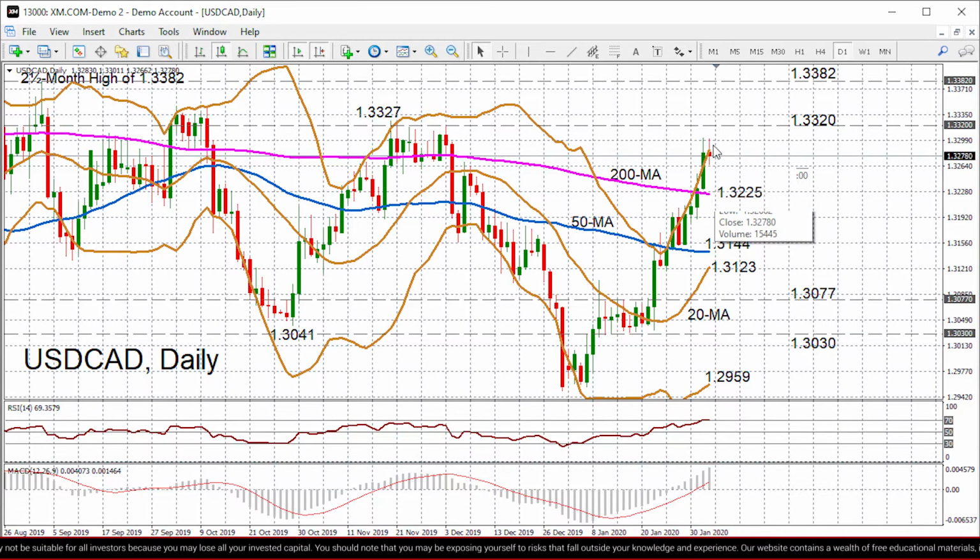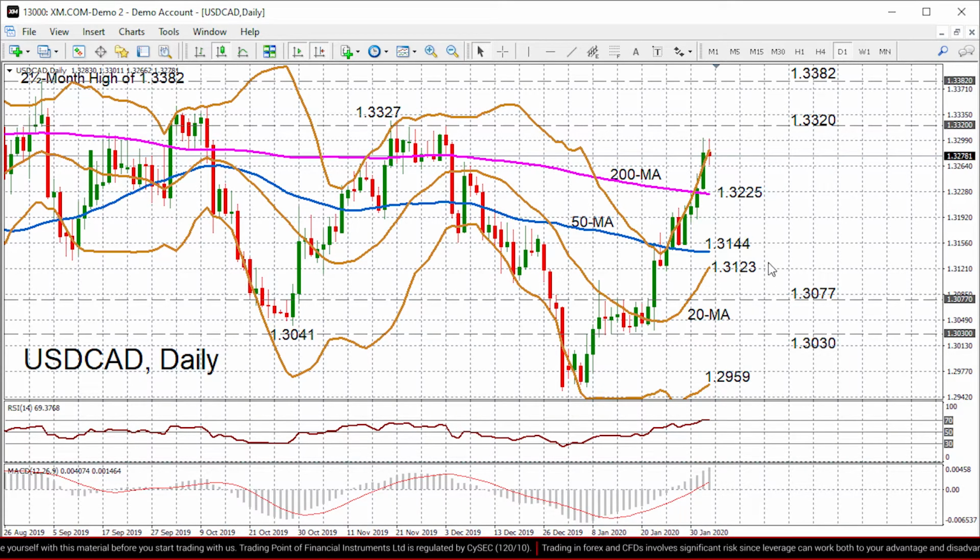downside correction. If that happens, support should come at the 200-day moving average of 1.3225. Then we have the 50-day at 1.3144 before prices would hit the middle Bollinger Band, the 20-day moving average at 1.3123. And below that, we've got a couple of congestion areas at 1.3077 and 1.3030 before prices were to reach the lower Bollinger Band at 1.2960.